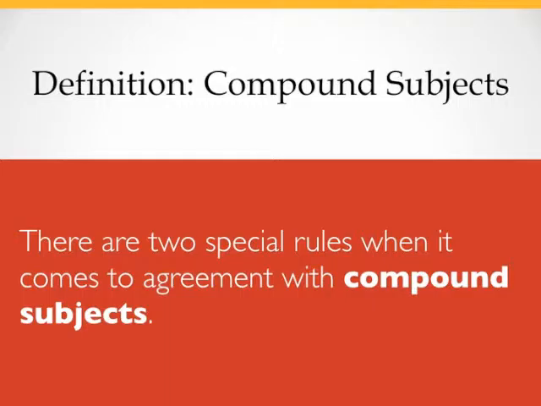Note that this is different from a collective noun, which is a word that's used to represent a group. Compound subjects happen when there's more than one word acting as a subject in the sentence. And there are two special rules to remember when it comes to agreement with compound subjects.